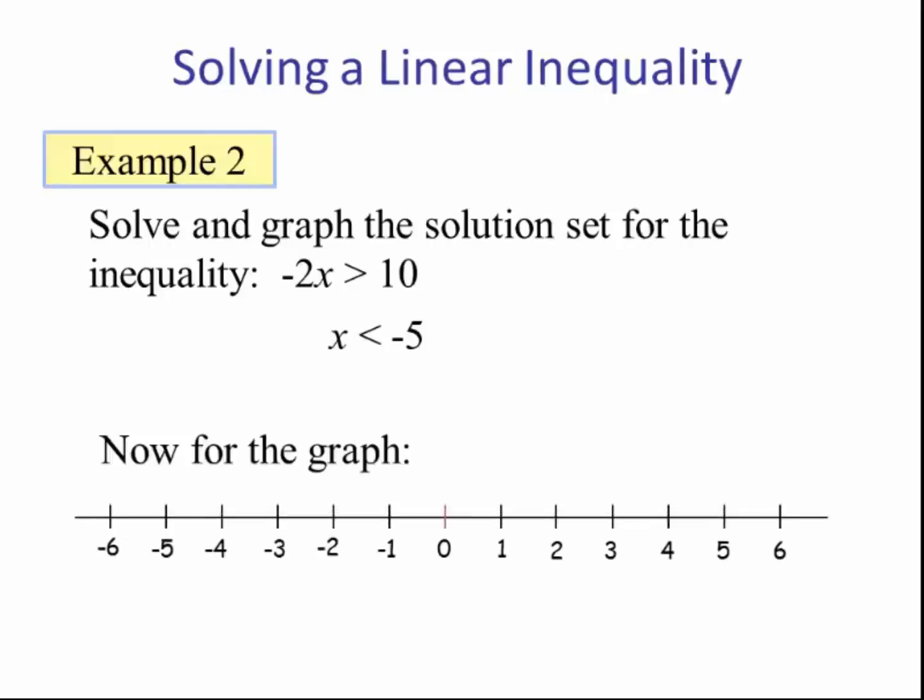So to graph it, we go to negative 5. We put an open circle because this does not have an equal to, and we want all numbers less than negative 5, or to the left of negative 5. In interval notation, it would be parenthesis negative infinity, comma, negative 5, close parenthesis.